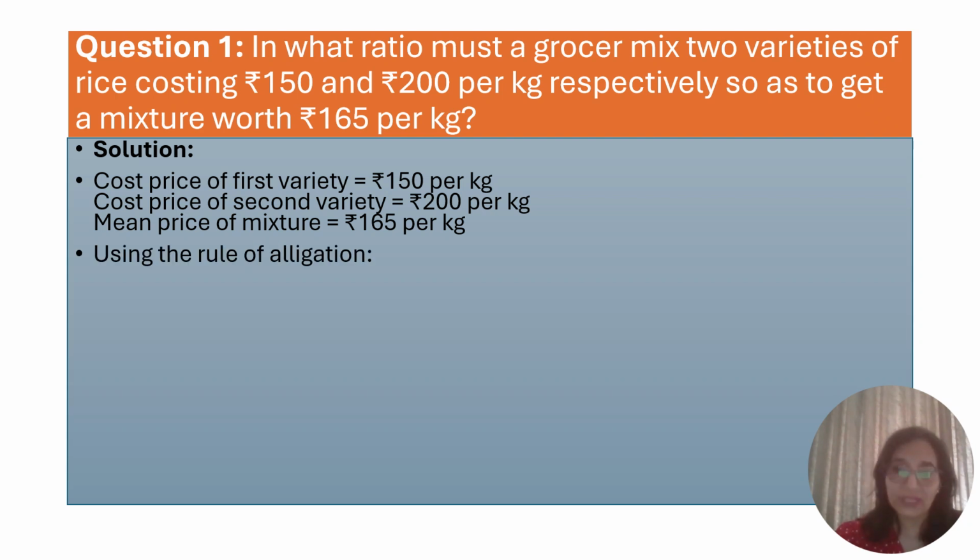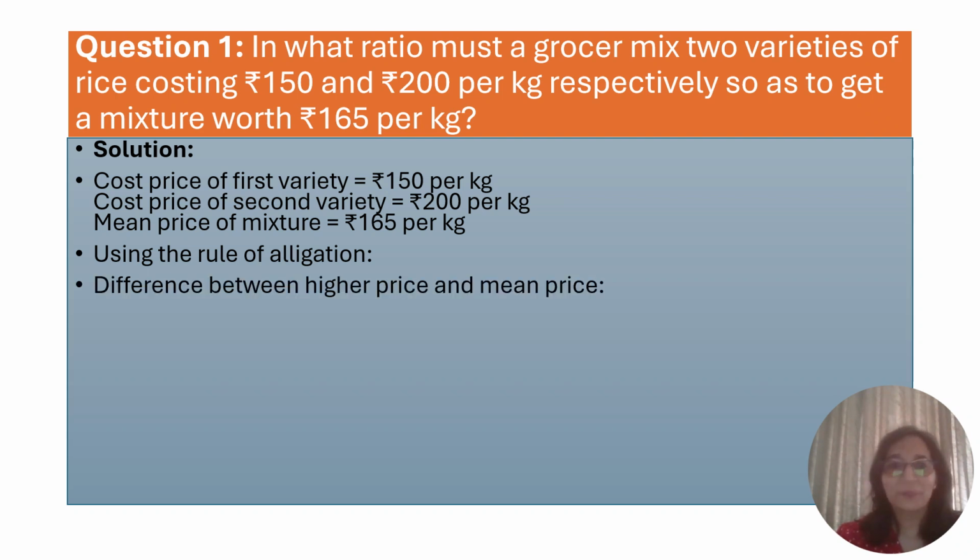What is the rule of alligation? Again, I want to remind you that the formula video is being uploaded. You can refer to it, jot down all the formulas, and that will help you understand these questions pretty well. So the first thing you understand in this is the difference between the higher price and the mean price. So what is the higher price here? If I quickly mark it, you will understand. The higher price is 200 per kg and then 150 is the other price.